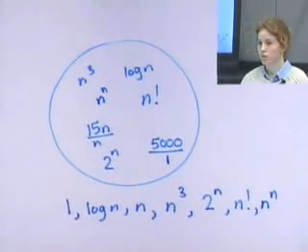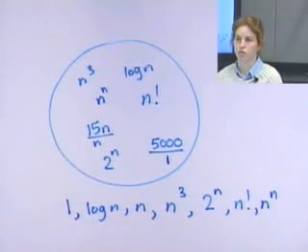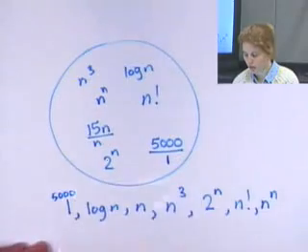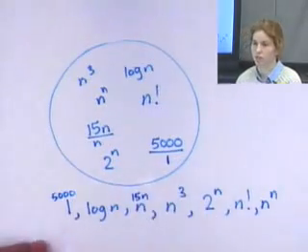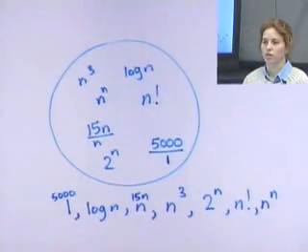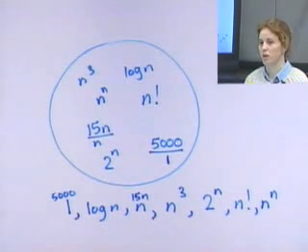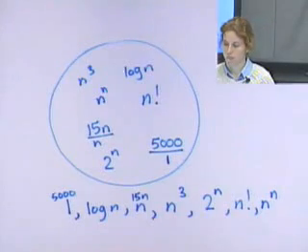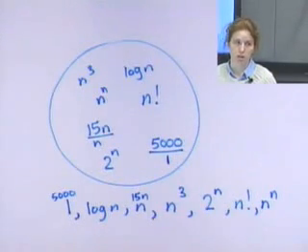Where does the 1 come from? The 1 comes from the 5,000. So 5,000 and 1 are sort of in the same category. And 15n is in the same category as n. If we're ignoring constants, it doesn't matter what the number is that we multiply by. So let's draw another picture.